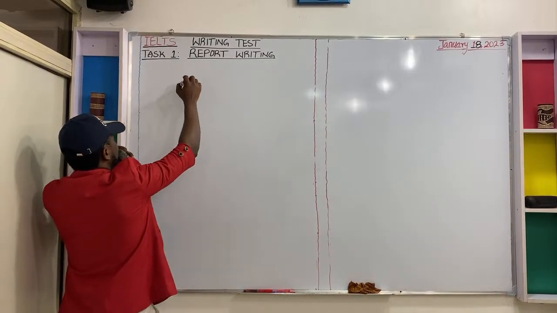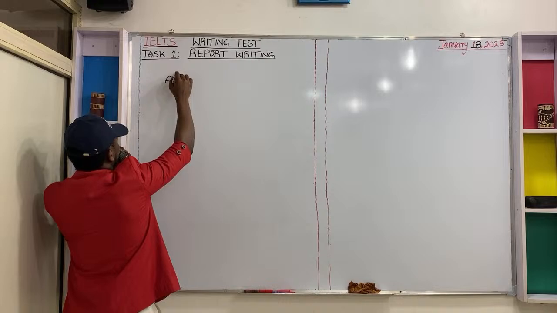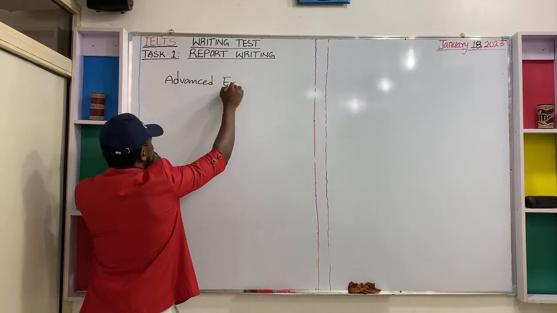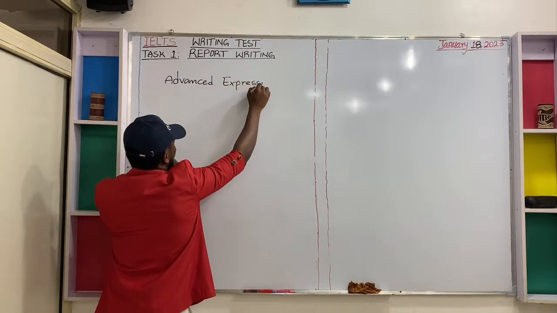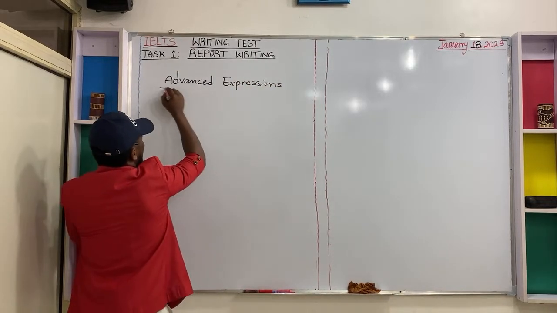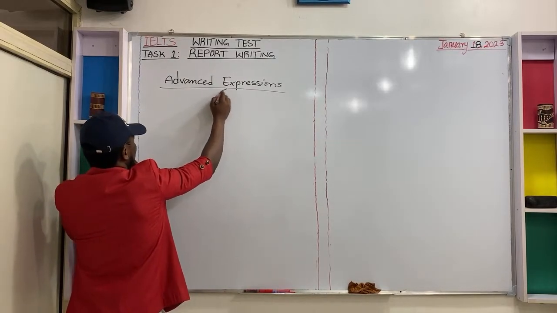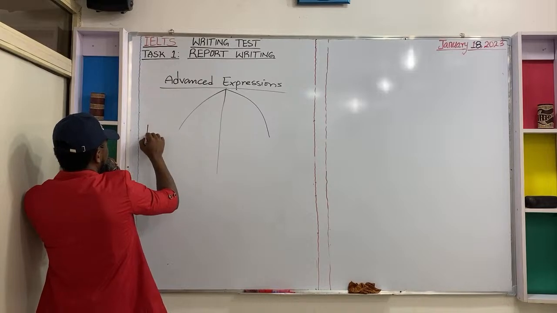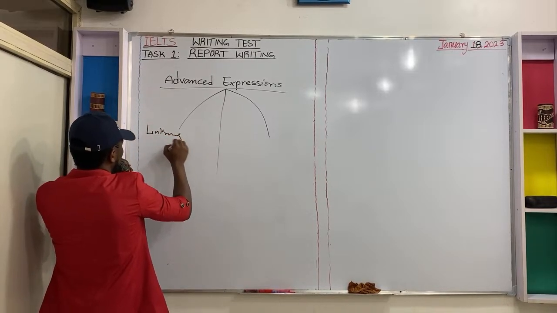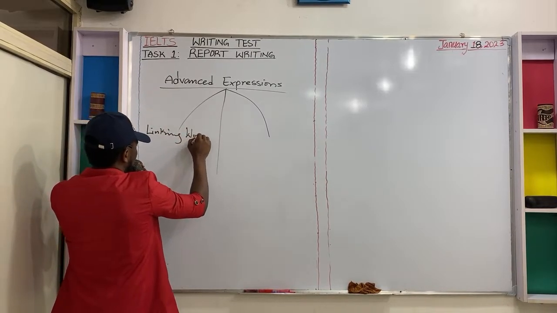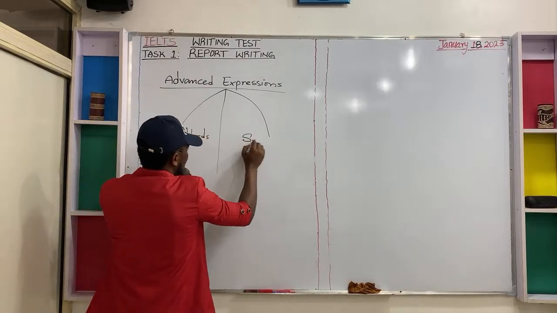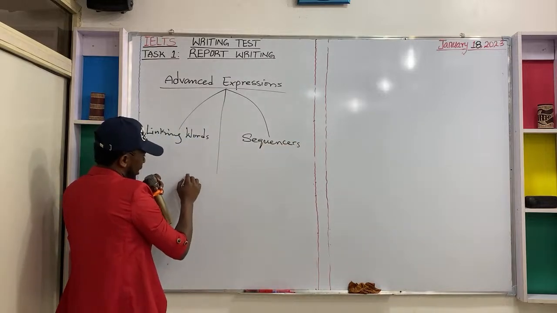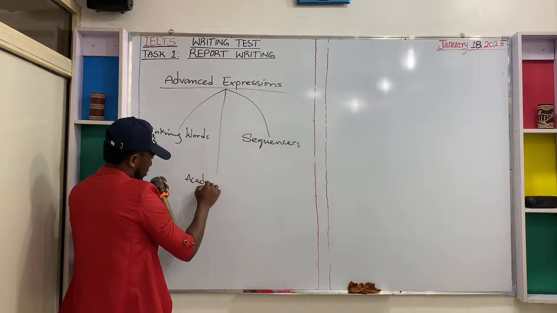For your report writing, you are expected to show off what we call advanced expressions. For advanced expressions, you have to bring in 3 different things. You have to bring in linking words. You have to bring in sequencers. And you have to bring in academic words.